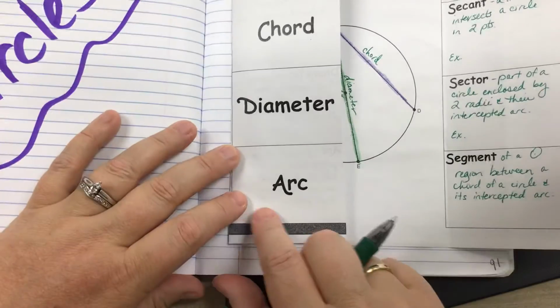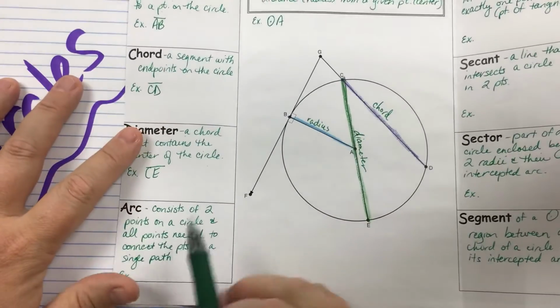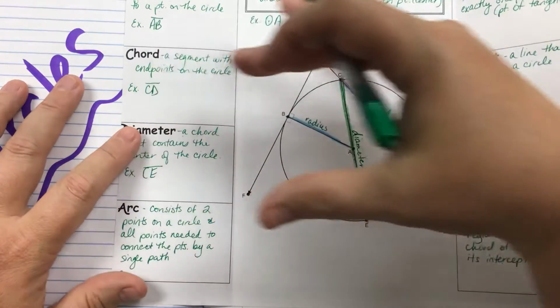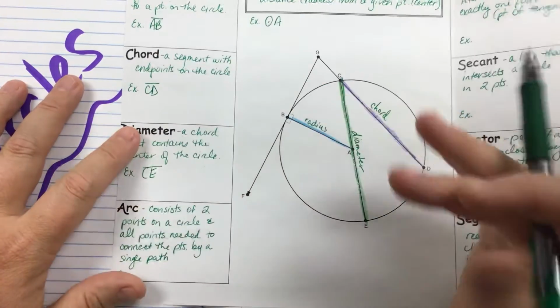Okay, we have one final word on the left, and that's the word arc. An arc is like part of the circumference of the circle. I shouldn't say circumference, just kind of part of the circle.